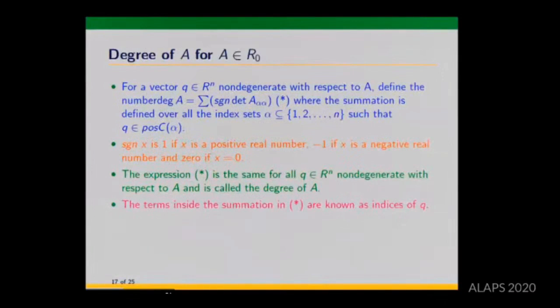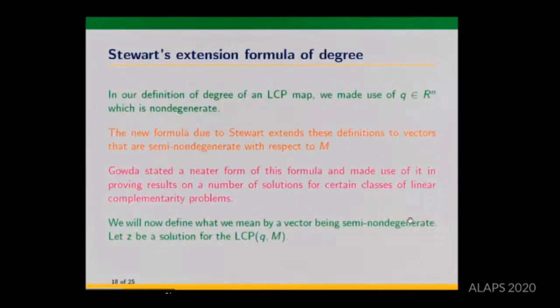So for a vector q non-degenerate with respect to A, we define the number degree A as the sum of the sign of det A alpha alpha, where the summation is defined over all index sets alpha such that q belongs to pos C alpha. So sign of x is 1 if x is a positive real number, -1 if x is a negative real number, and 0 if x is equal to 0. And this expression star is the same for all q non-degenerate with respect to A and is called the degree of A. And the terms inside the summation sign in star are known as the indices of A.